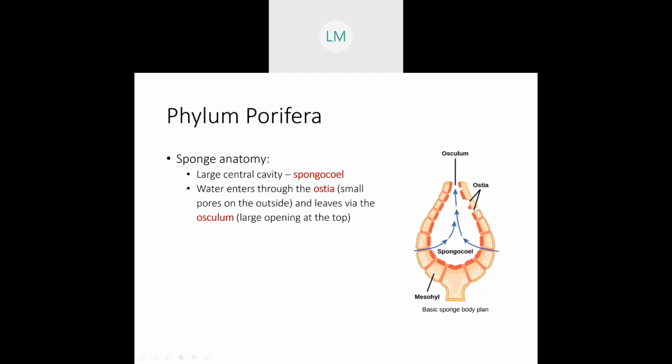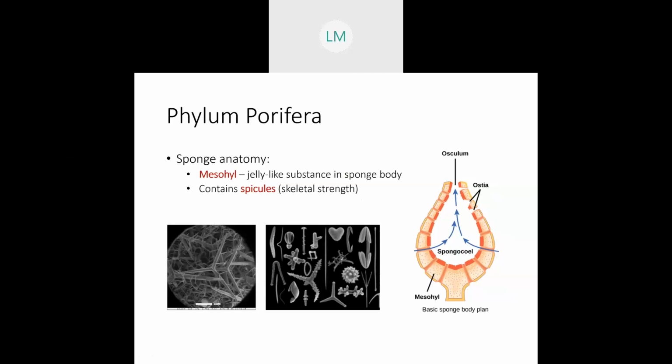So we've got little pores on the outside where the water goes in. And then we've got one big hole on the top where the water is leaving. So as the water goes into these ostia, we are going to be filtering out particles that we need as a sponge. So this jelly-like substance in the body of the sponge is the mesohyl.